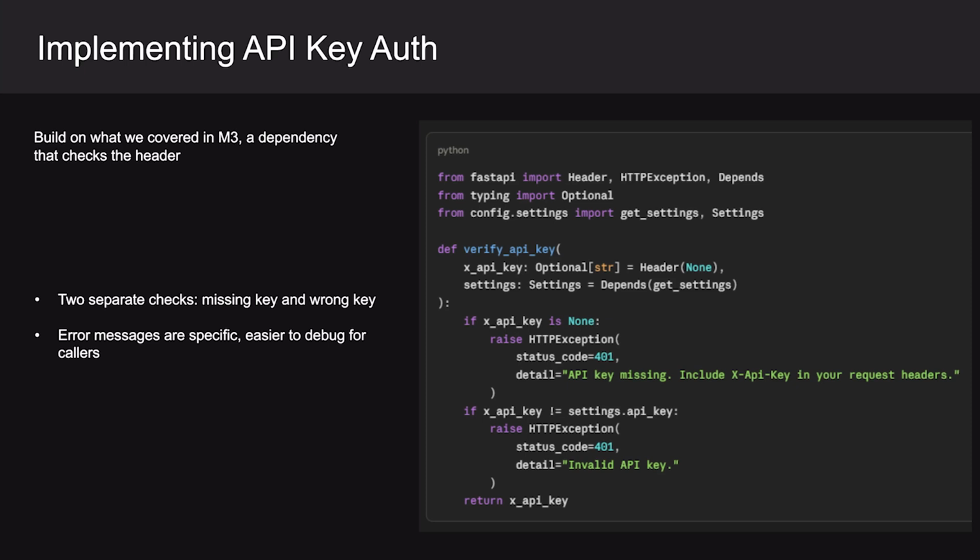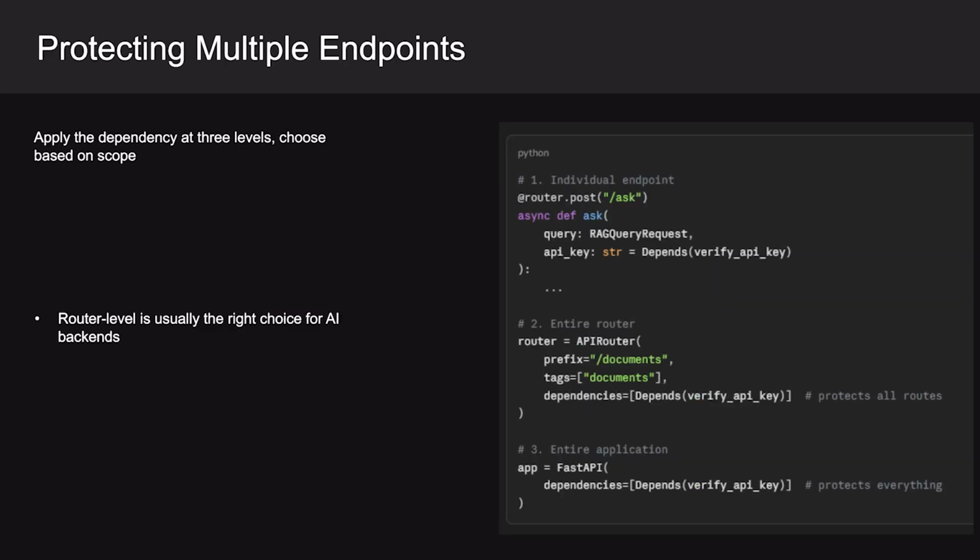Why separate messages? Because when a caller gets a 401, they need to know whether they forgot to send the header at all or sent the wrong value. Specific error messages save debugging time. The key is compared against settings.api_key. No hard-coded strings anywhere. FastAPI gives you three places to apply the verify_api_key dependency.